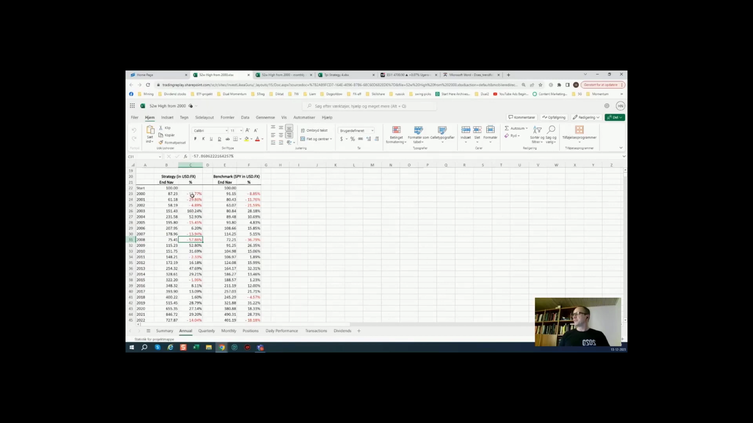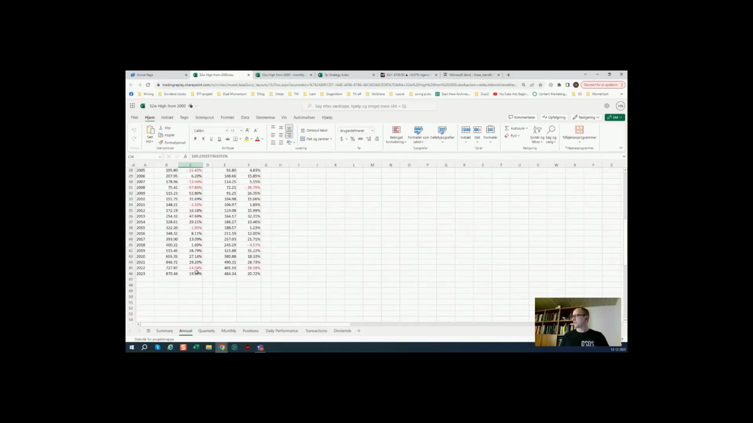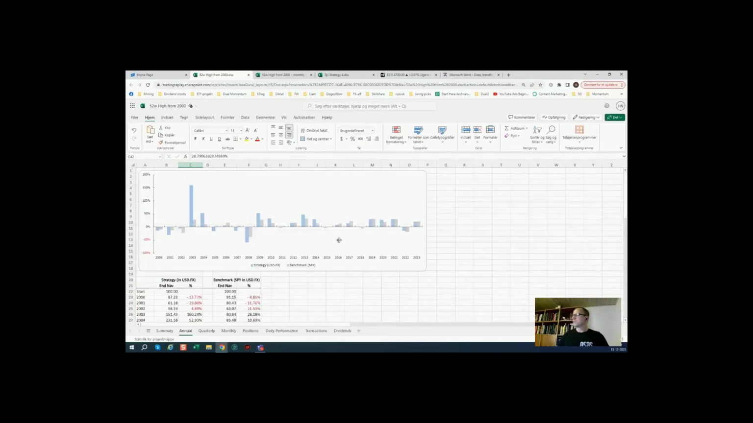We can see that the strategy starts out very poorly here, losing 3 years in a row during the dot-com crash. Then it had a stellar 2003 with 160% here. And then it is a bit on and off. It has made roughly 20% this year, made minus 14 last year, and it has actually had some very decent years here in 19, 20, and 21. So let's have a look at the rules.